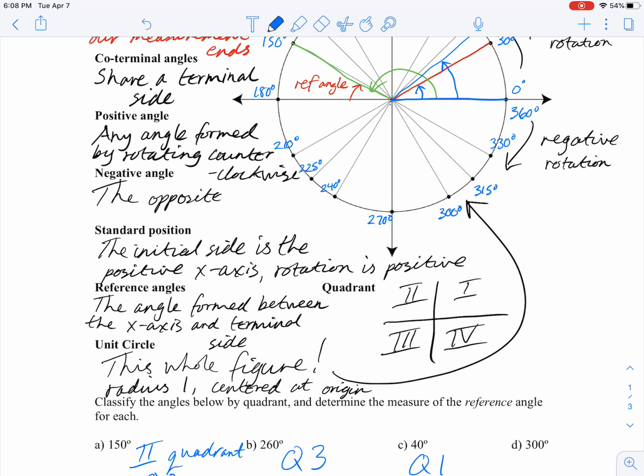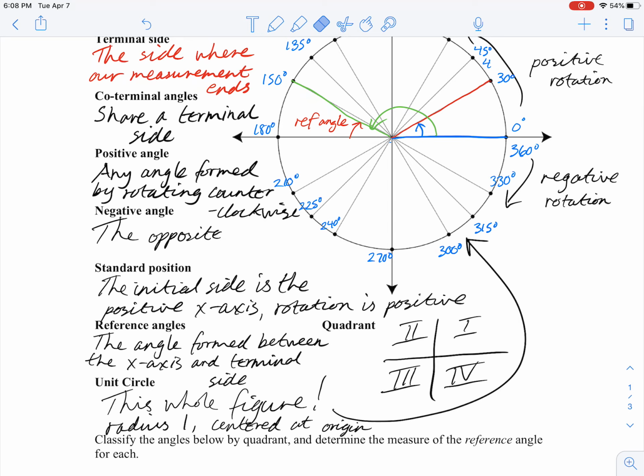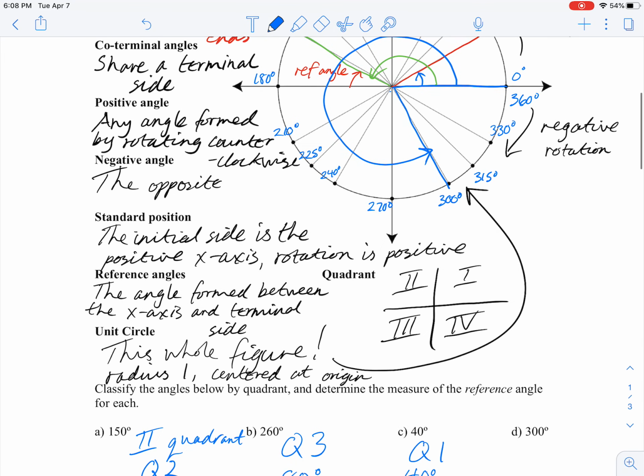300 degrees. Let's get our 40 degrees out of the picture and move in to look at 300. 300 degrees is a long ways around. We can see it right here. If we were thinking about that as a full angle, it's going to go all the way to there. And we can immediately see that we're living in the fourth quadrant, so we'll say Q4.